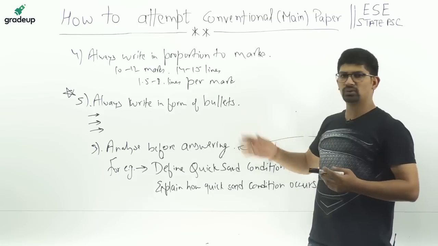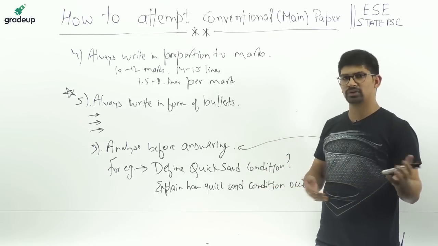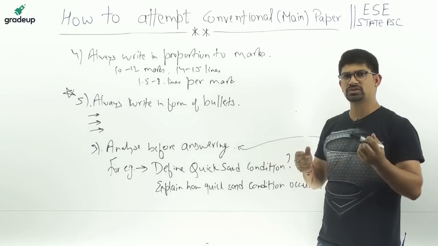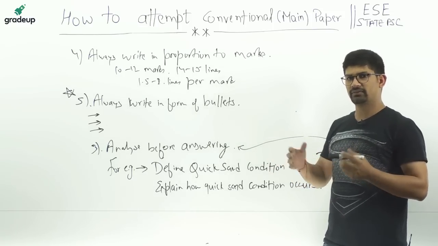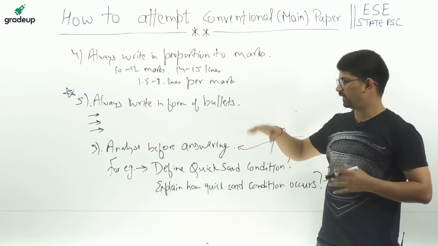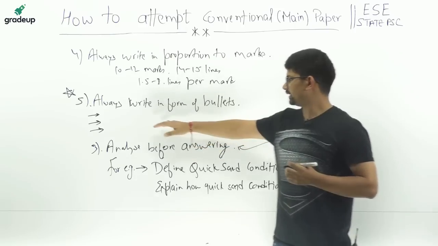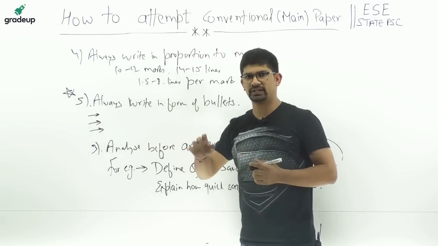You know that the examiner is checking thousands of copies, so he should not have to find the relevant sentences from your paragraph. In points form, they are more presentable and it is easy for the examiner to find the relevant points.